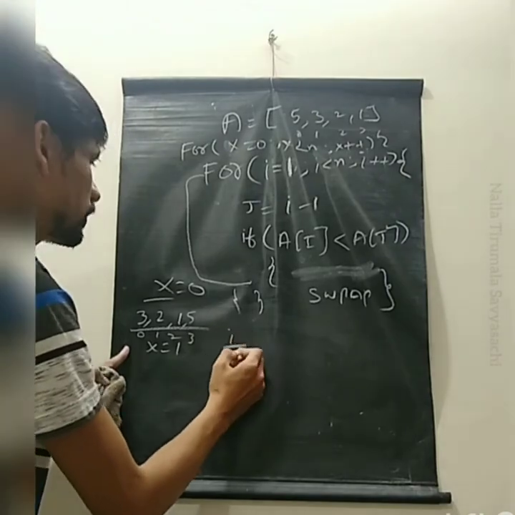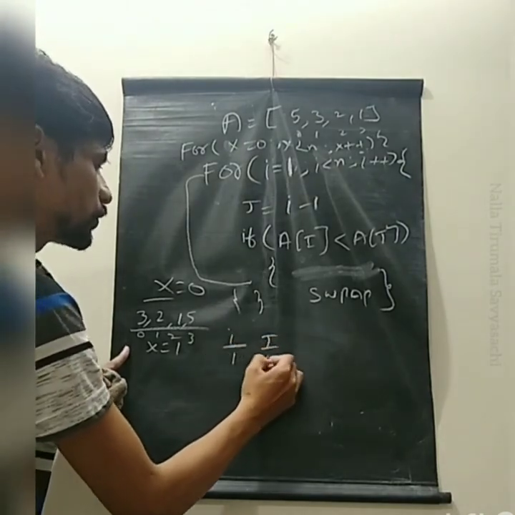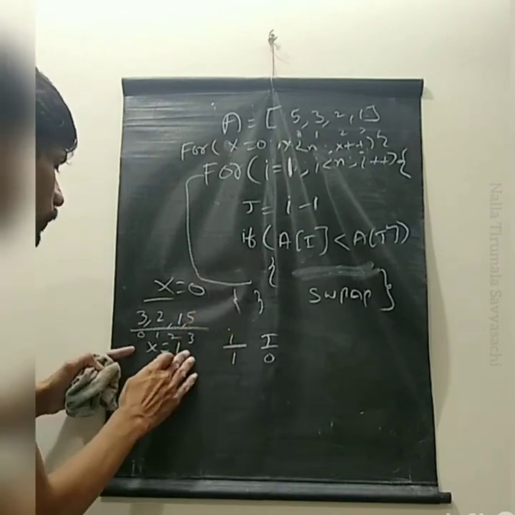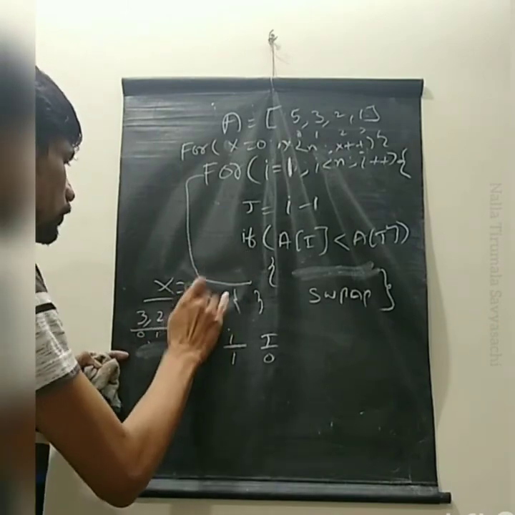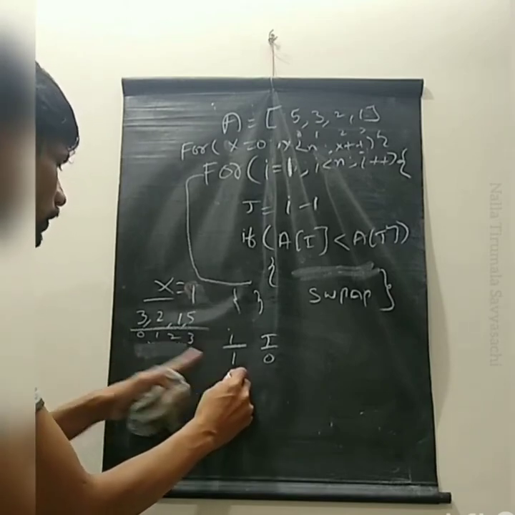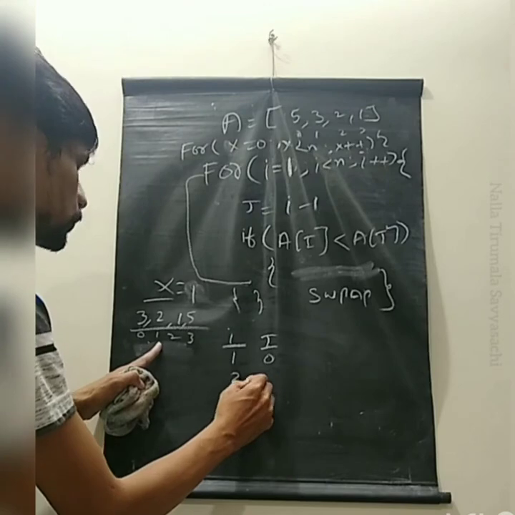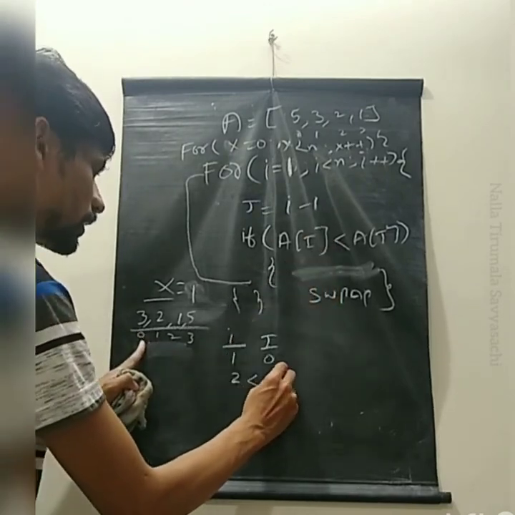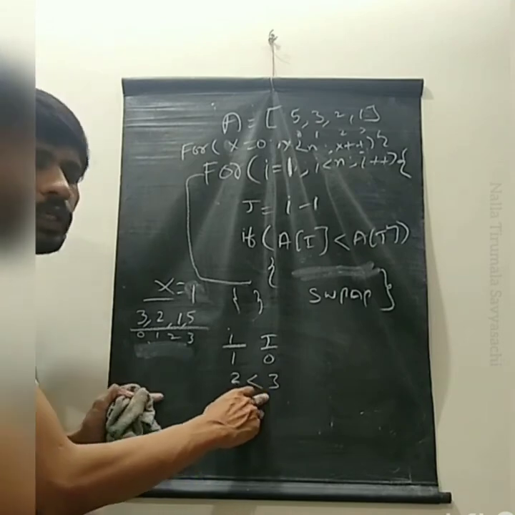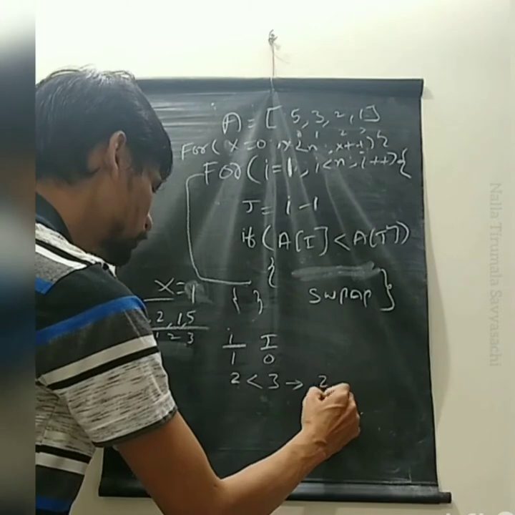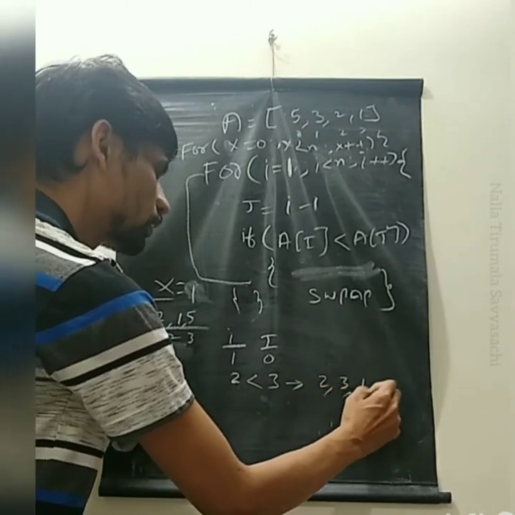So what will happen? My i is 1, j is 0. Again we are looping through. Now x equals 1, right? So what is my a of 1? a of 1 is 2. Is 2 lesser than a of j? What is my a of j? 3. Is 2 lesser than 3? Right. So we will swap this. My output will be 2, 3, 1, 5.